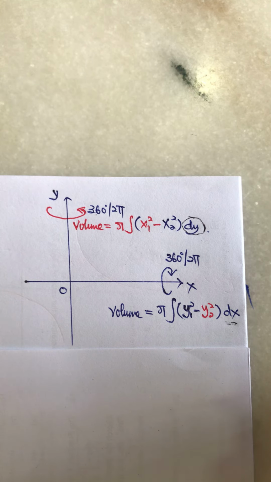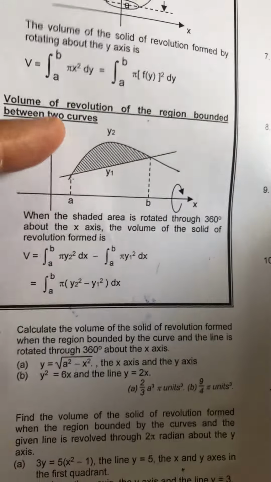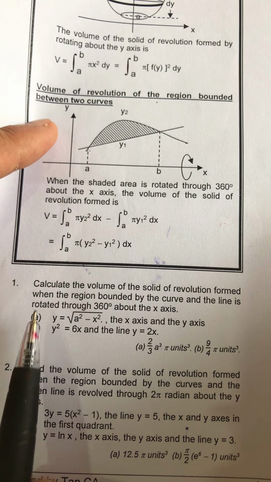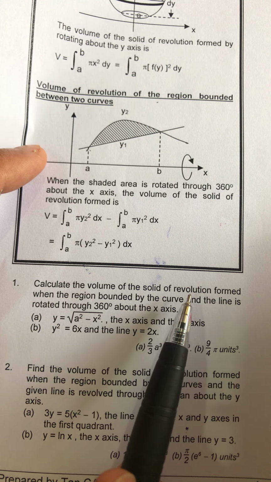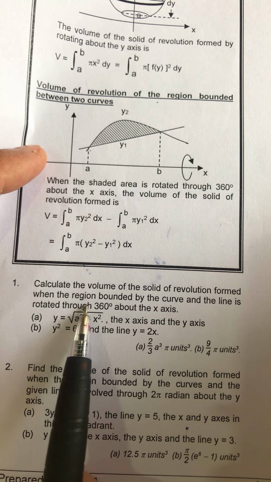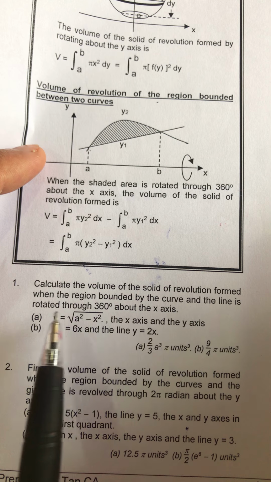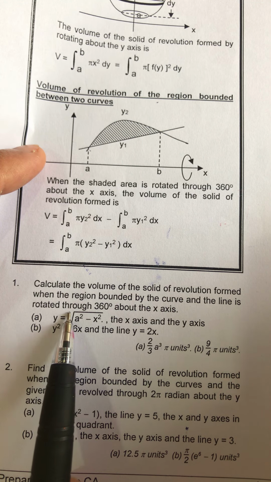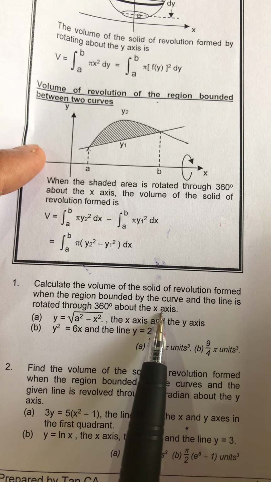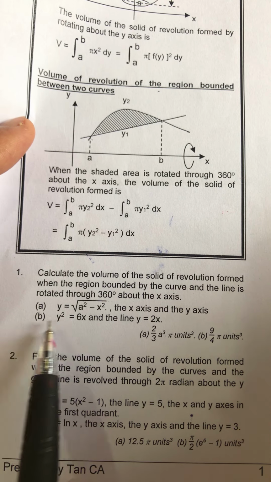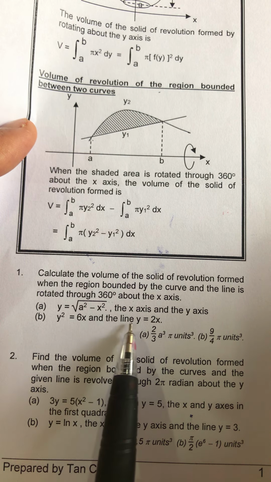Now we look at this question. Example, I show you the example here. The question I've already posted. Question number 1. Calculate the volume of the solid of revolution formed when the region bounded by the curve and the line below is rotated through 360 degrees about the x-axis. Be careful, x-axis. So I'm going to show you this one. y square equal to 6x and the line y equal to 2x.